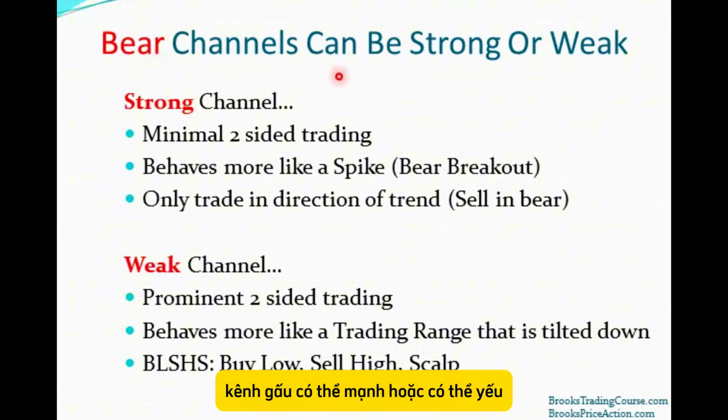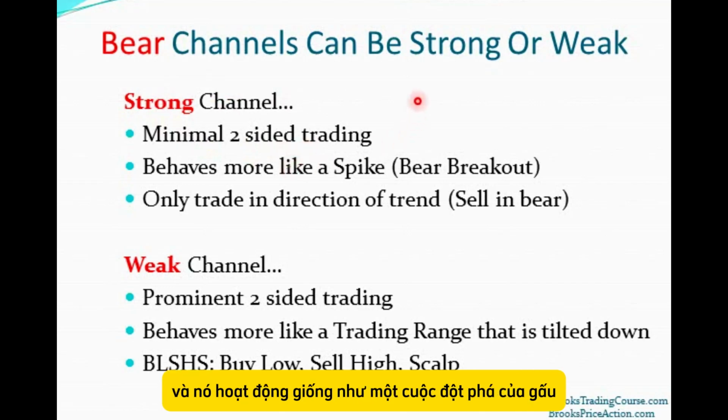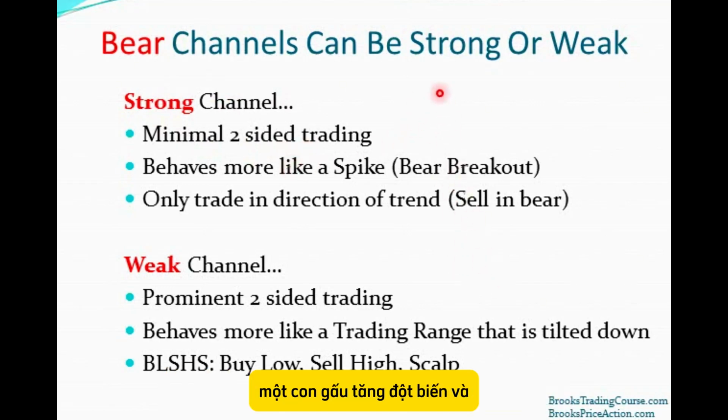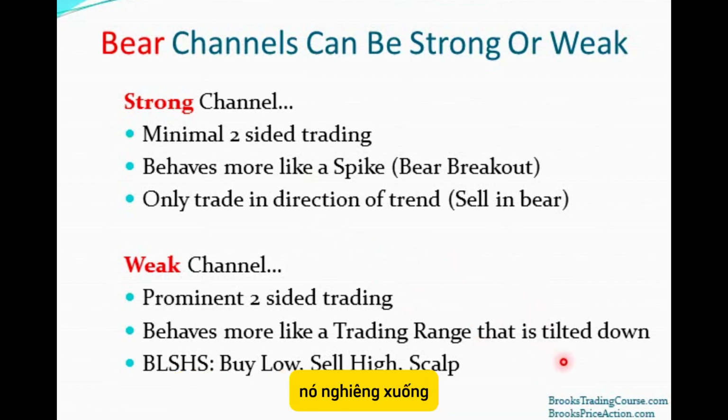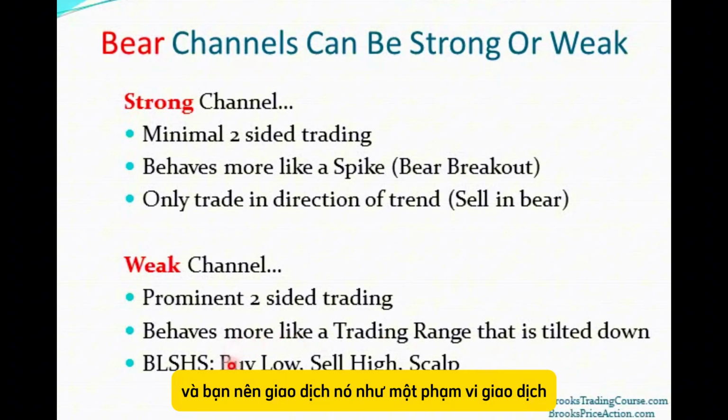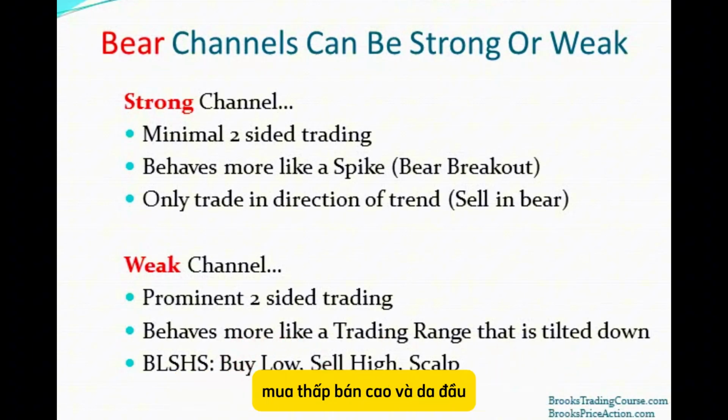A bear channel can be strong or it can be weak. When it's strong, there's minimal two-sided trading, and it behaves much more like a bear breakout, a bear spike, and you should only look to trade in the direction of the trend. You should sell. A weaker channel has more prominent two-sided trading, and it behaves more like a trading range that's tilted down, and you should trade it like a trading range. Buy low, sell high, and scalp.